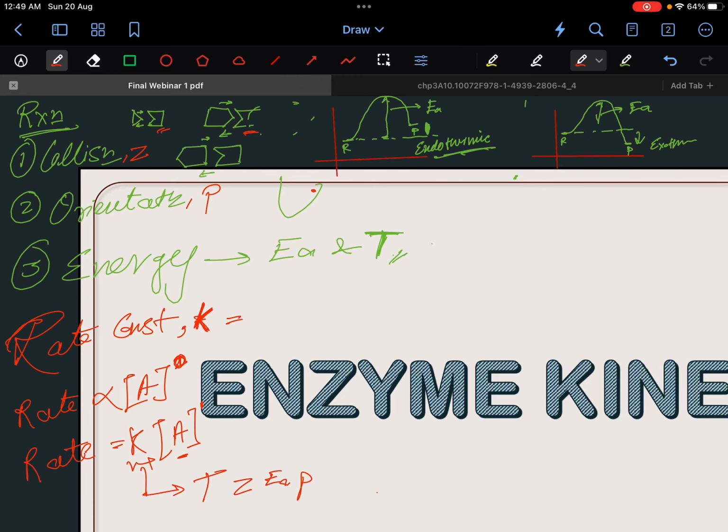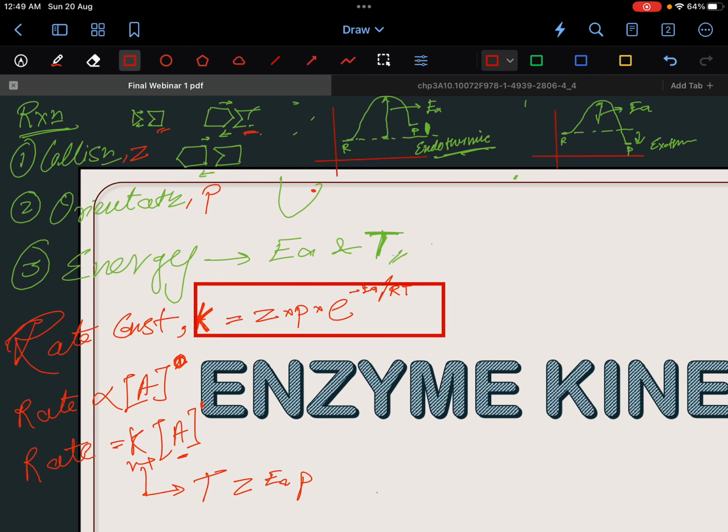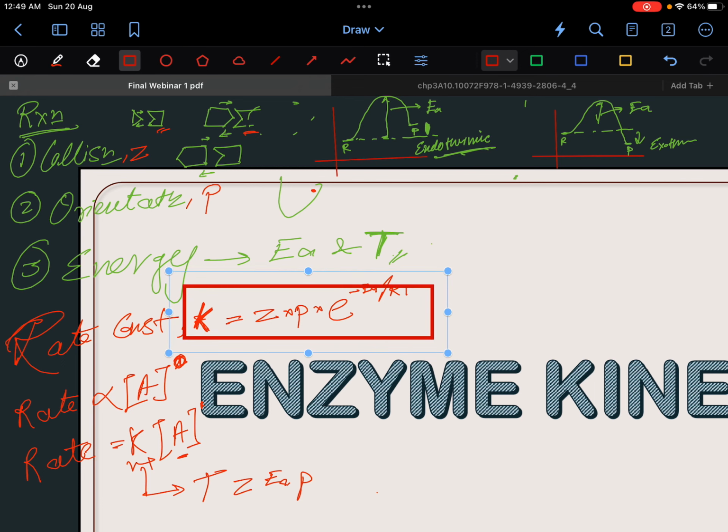K is equal to Z for the collision, into P for the orientation, into Euler's number e to the power minus Ea divided by R, the universal gas constant, into T, that is Ea divided by RT. This is the Arrhenius equation. This is very important. This is the Arrhenius equation.